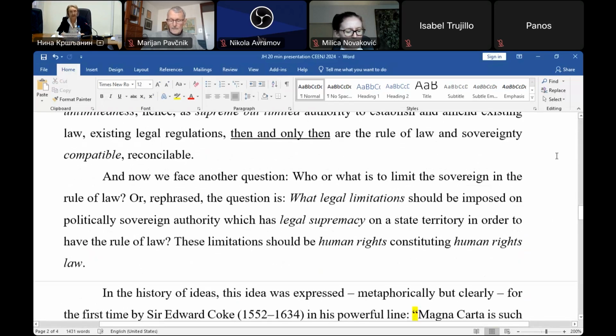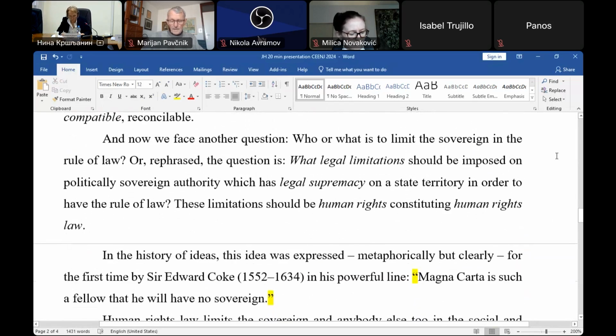And now we face another question. Who and what is to limit the sovereign in the rule of law?